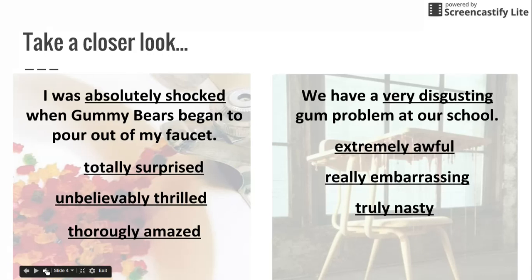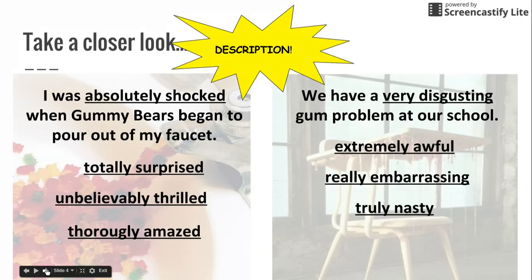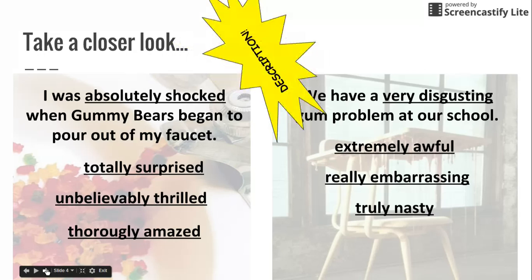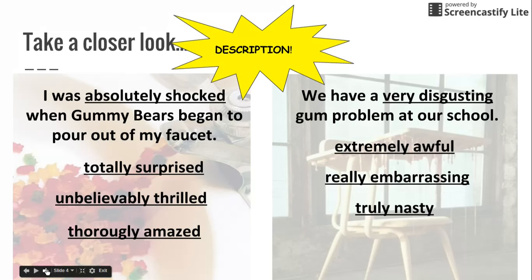In any case, you just need to know that good writers have a selection of words that they can add, called adjectives and adverbs, to add interest to sentences. The whole goal, guys, is description. Description makes writing interesting, and that's what you want to be doing as well. So let's take a look at adjectives first.